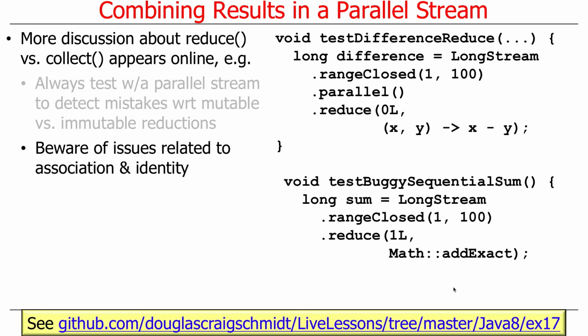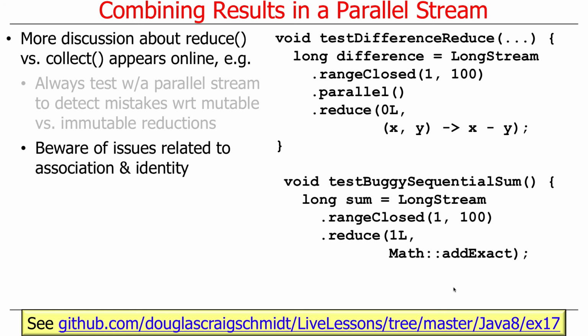Okay, another tricky issue. This is very subtle. Beware of issues that are related to associativity and identity. This is also illustrated in this example. It turns out that addition and multiplication are associative. Everybody remember what that means? Associative means you can group things together within parentheses. A times B plus C is the same as A times B times C, right? So the way you group things together, you get the same result.